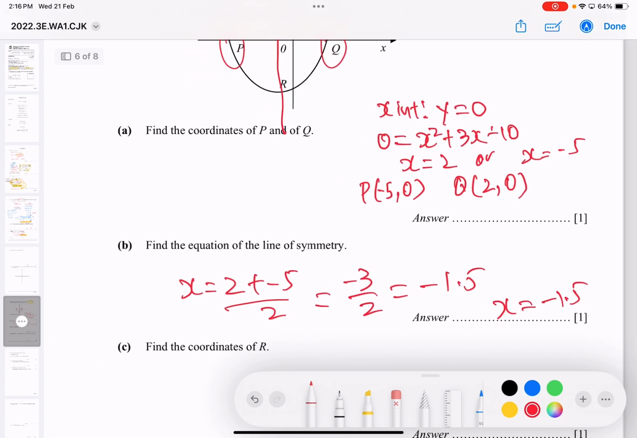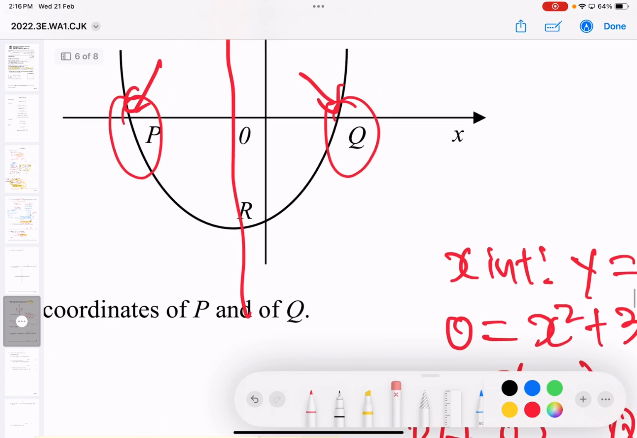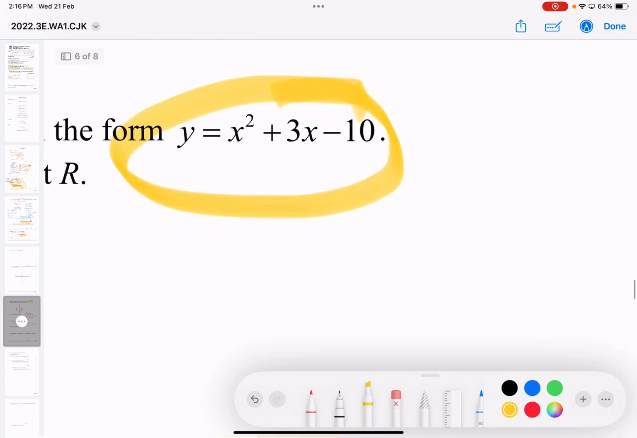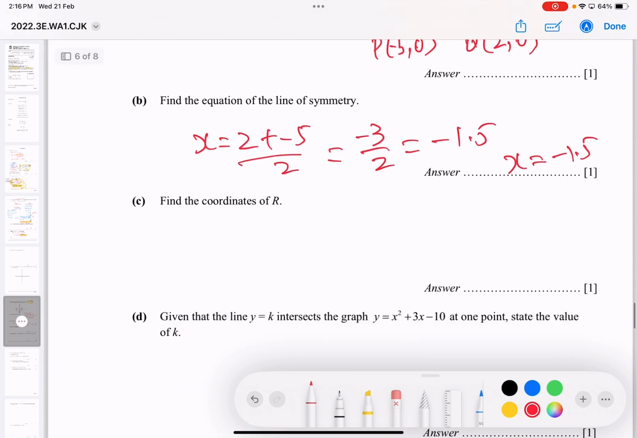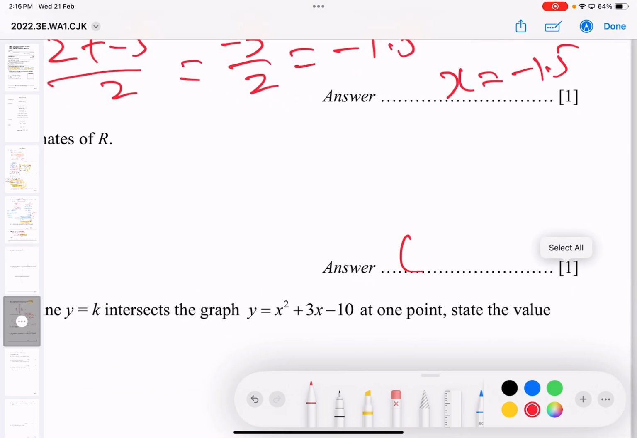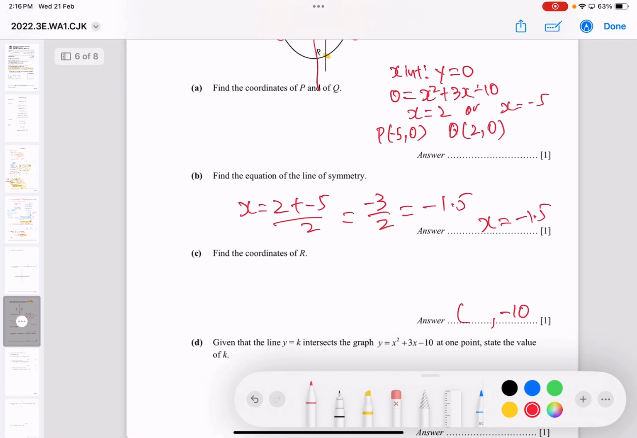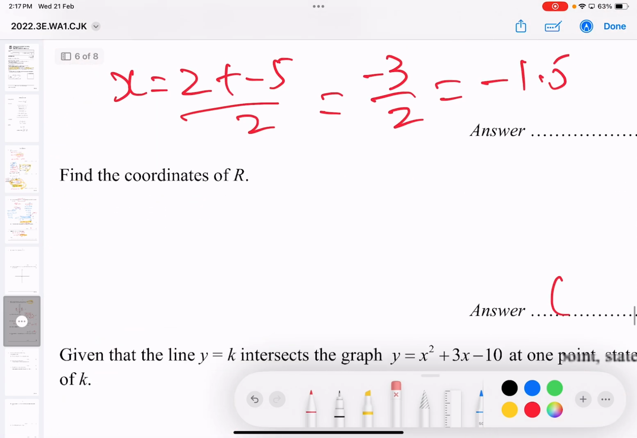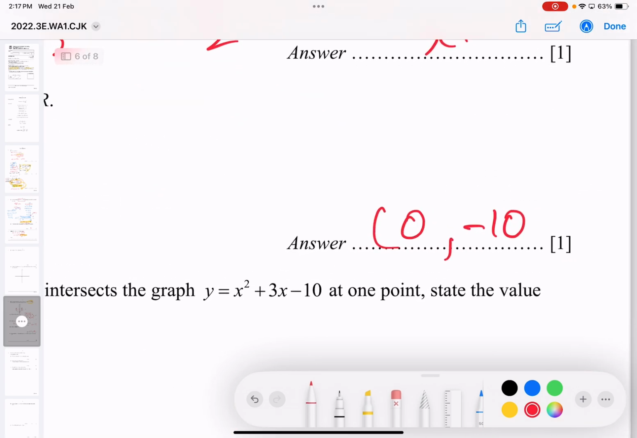Part C, find the coordinates of R. What is R? R is also known as the y-intercept. How do you find the y-intercept? You let x be 0. If your x is 0, your value of y is just negative 10. So the coordinates of R: y is negative 10, the value of x at this location is 0. So here the coordinates are (0, negative 10).